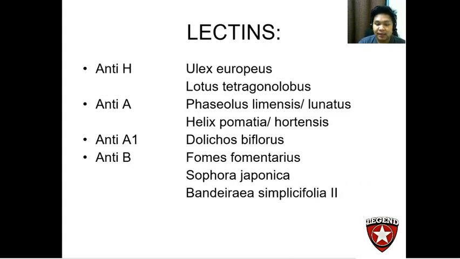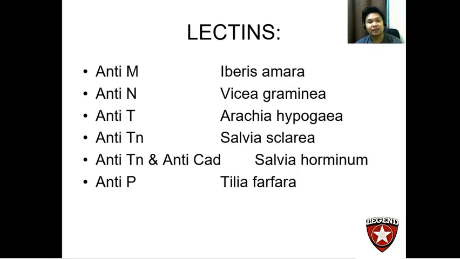We also have here a slide showing the various lectins. Lectins are derived from various plants, and they mimic the activity of some ABO antibodies. For example, the lectin from Ulex europaeus has anti-H activity. Lectin from Dolichos biflorus has anti-A1 activity. You need to memorize these lectins since they are being asked in the board exams. We also have here lectins with anti-M activity derived from Iberis amara, anti-N from Vicia graminea, and so on.